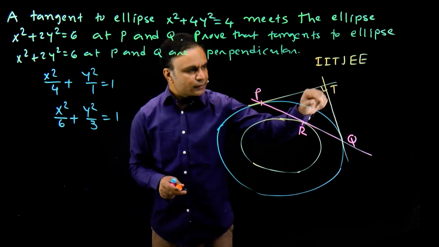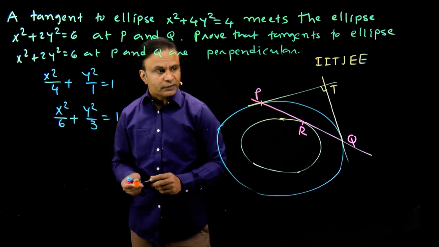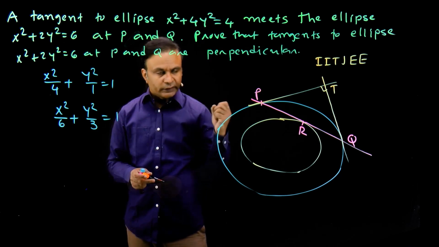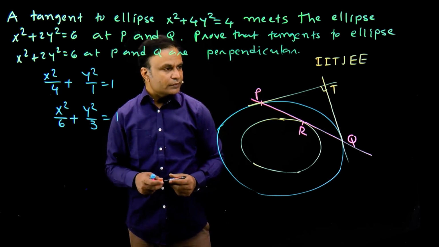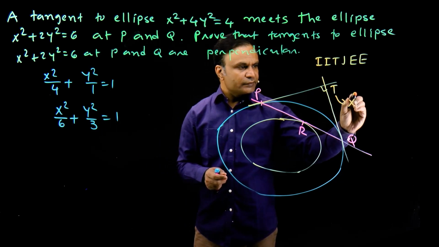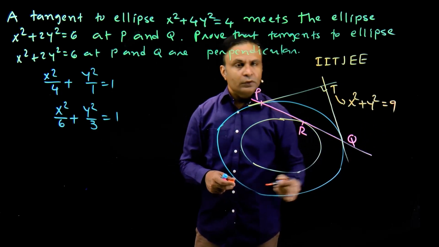Now since these tangents are perpendicular, this point T will lie on director circle of this outer ellipse. Where will point T be? It will lie on the director circle of this ellipse. This point will lie on circle x square plus y square is equal to 6 plus 3 is equal to 9.